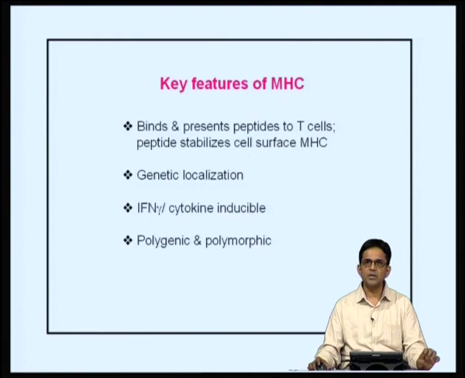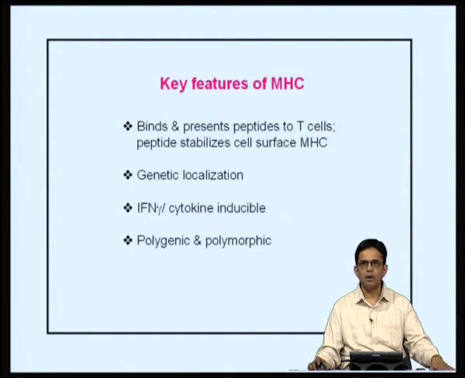The second thing is genetic localization. The MHC class 1, class 2 molecules are encoded in the major histocompatibility locus, and this is known as H2 in mouse and HLA in humans. And this is a particular defined localization. Now, what is important to remember is that apart from MHC class 1 and class 2 molecules, there are other components of MHC as well as non-immune components that are part of this complex. And we will be looking into that a little bit more in this class and also in the subsequent class.